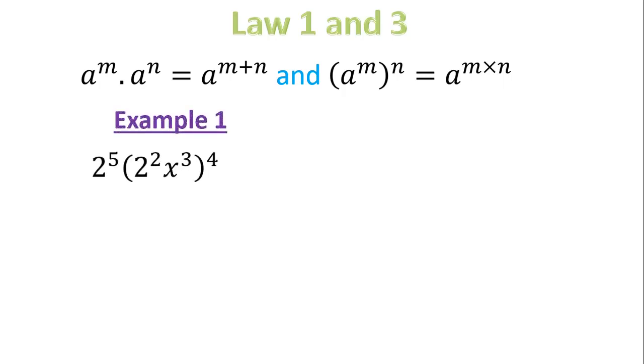Example 1. 2 to the power of 5, and then in brackets 2 squared x cubed, all to the power of 4. So, 2 to the power of 5, we leave that as it is. Next we work with the brackets. So, we have times 2 to the power 2, we get that from inside the bracket. Now, I'm using law 3 here, so it's times 4.